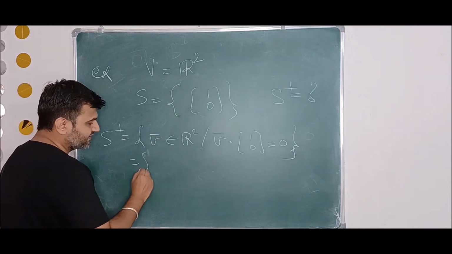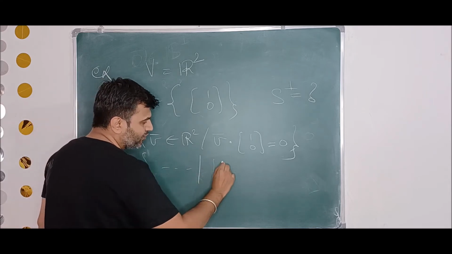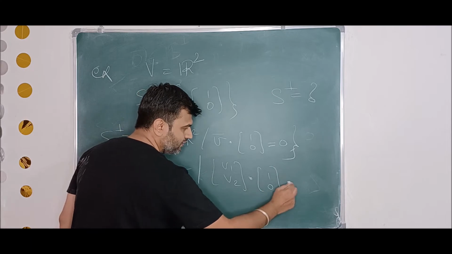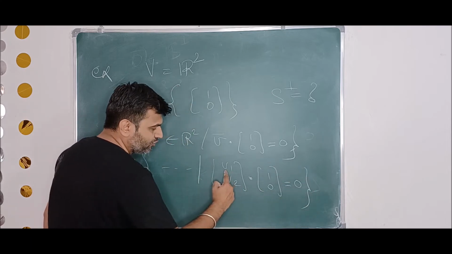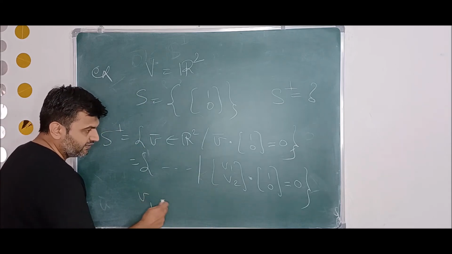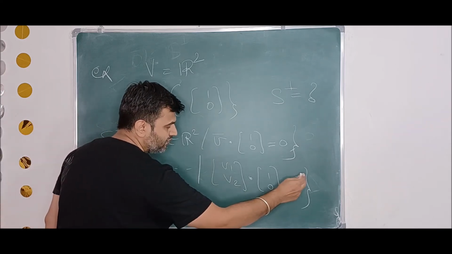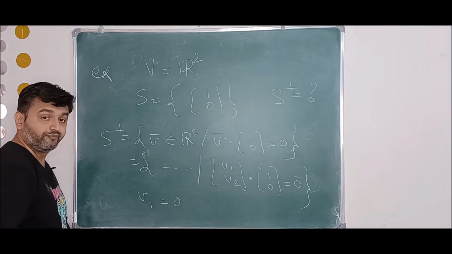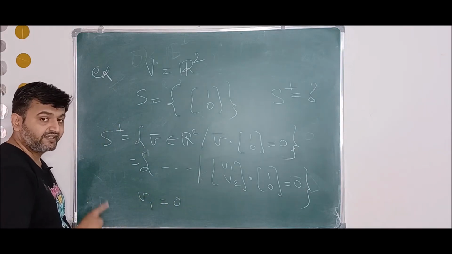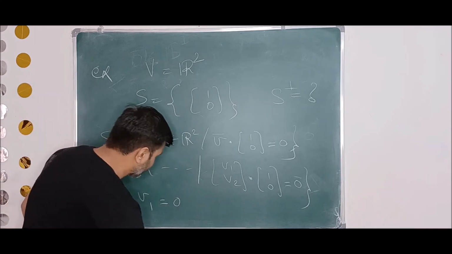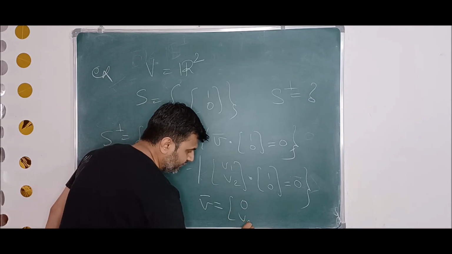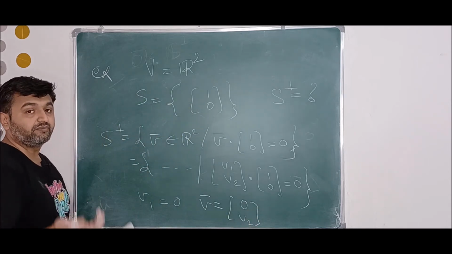Okay, now what is this? What is V bar? Let me call V bar as (V1, V2), dot product with (1, 0). What is the dot product? V1 into 1 plus V2 into 0. So it's only V1, and this is equal to 0. So what I'm getting? V1 is 0. Am I getting any condition on V2? No. Okay. So what is my V bar? My V bar is nothing but (0, V2), where V2 can be anything.